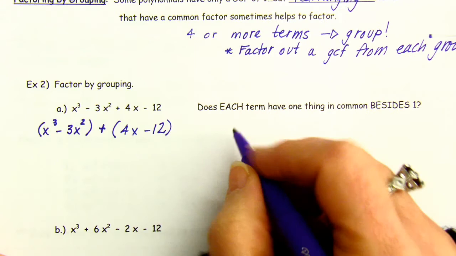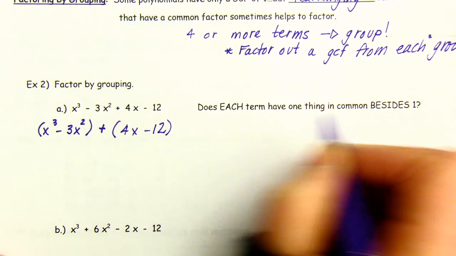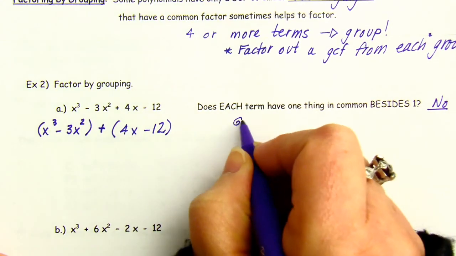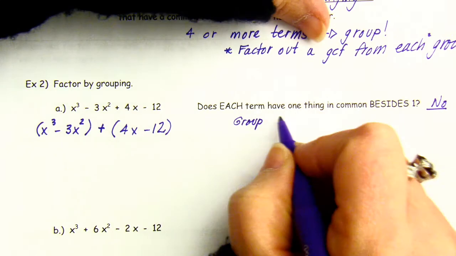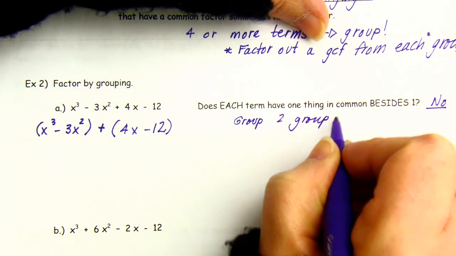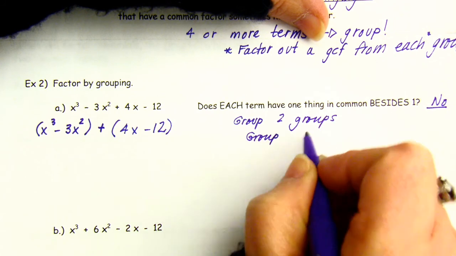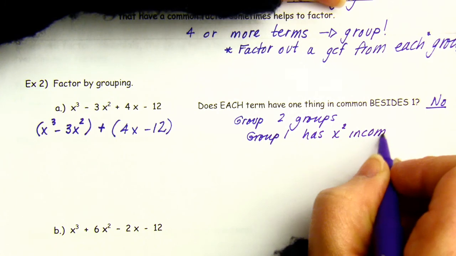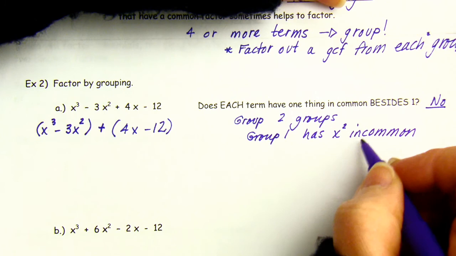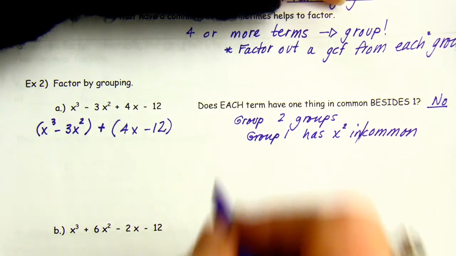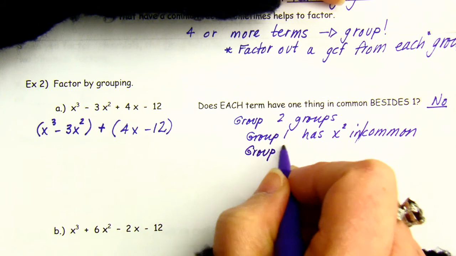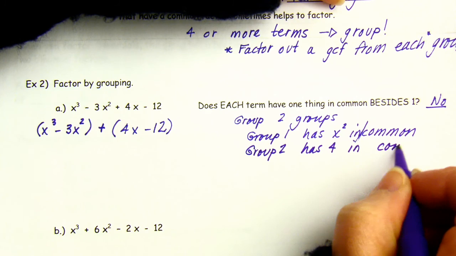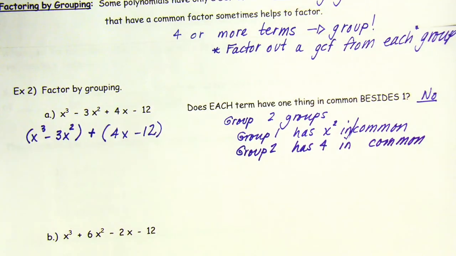So let's write some notes over here what we did. So my question here is, do they have something in common besides 1? No, they don't. So we're going to group 2 groups. Group 1 has x squared in common. Sorry about that, I should have left a space there. All right, group 1 has x squared in common. Group 2 has a 4 in common. And those are the GCFs of the individual groups.